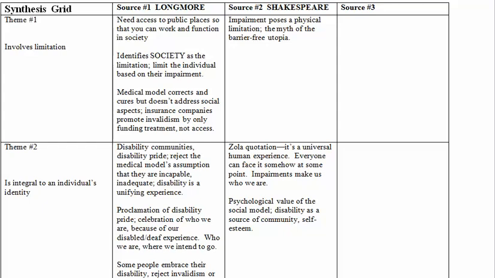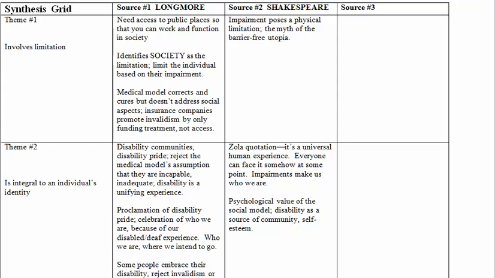A synthesis grid is basically a tool. It's a visual organization strategy. You may be familiar with other visual organization strategies like webbing or clustering, and this is like that, except what this does, I think, is organize the task of what you need to be doing, not just in the first paper, but really in all of the papers you're going to write for this course.